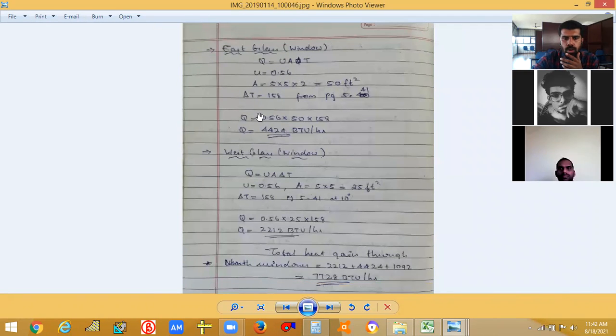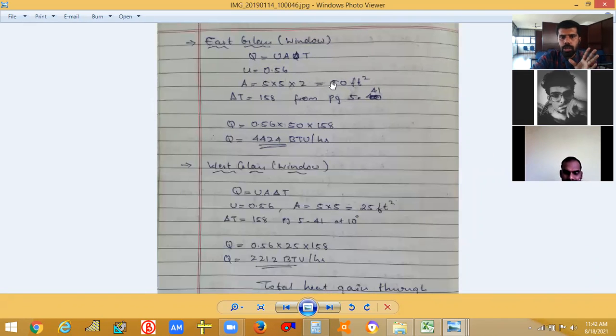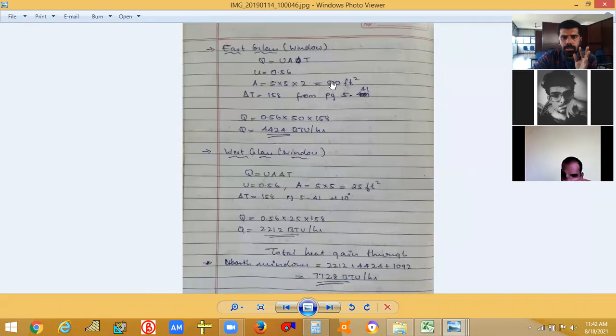And add all those values. First, every value will be the same, okay? And area will be different according to the windows, the number of windows there, and write down this thing. Similar method to what we have done.